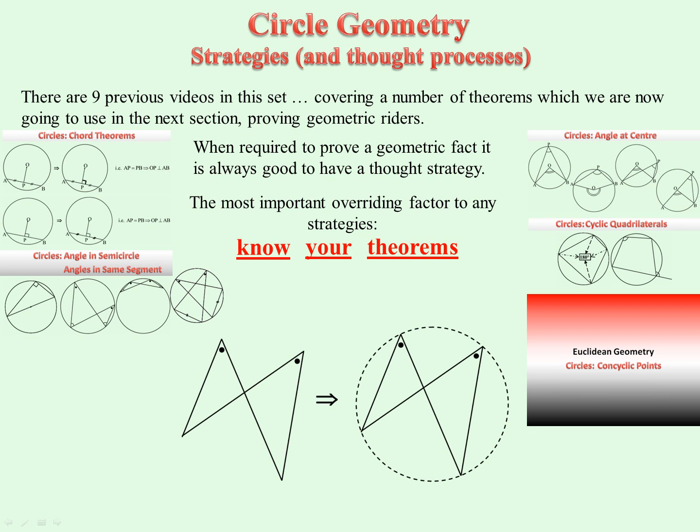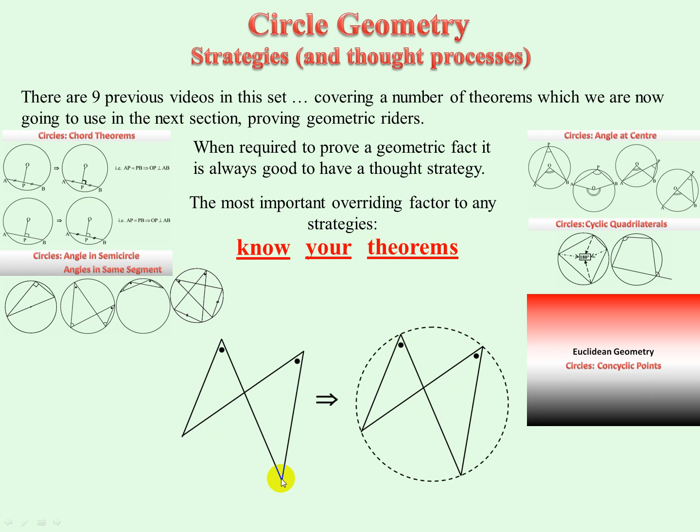Now we get to converses. A converse, if the theorem says if this then that, the converse says if that then this. Not always necessarily true, but these are true. We have a circle, angles in the same segment. So now, circle, angles in the same segment, therefore equal.